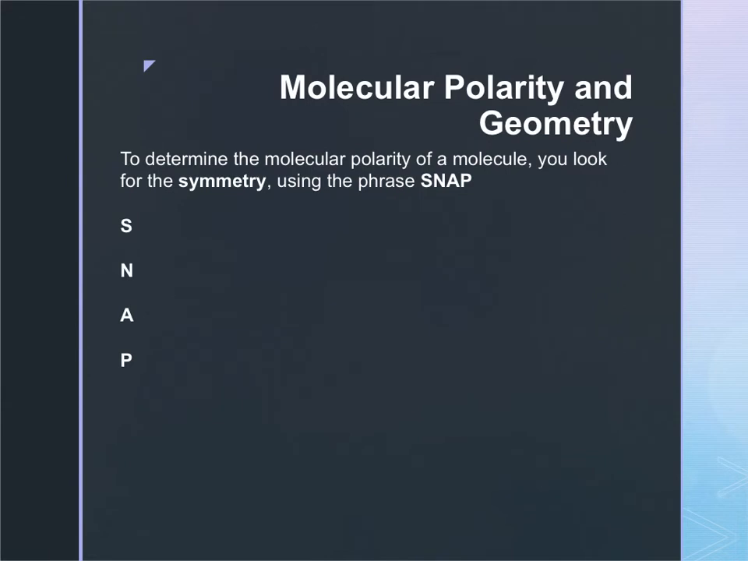Now, molecular polarity of a molecule. This is different than bond polarity. So this here, oops, let me use a different color. This here is not equal to bond polarity. So you're not using electronegativity difference here. You're looking at the symmetry of the molecule using the phrase SNAP. So what does this mean? If you break it down, if it's symmetrical in shape, everything folds over neatly, then it's nonpolar. If it's asymmetrical, then it's polar. Okay?